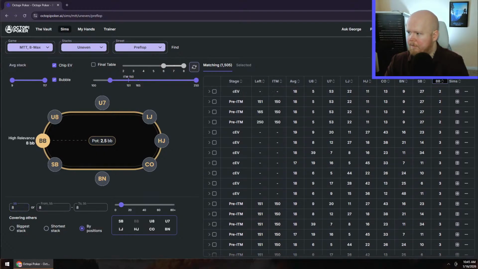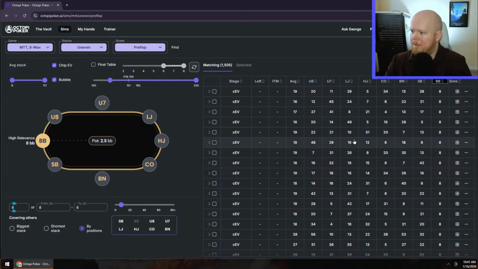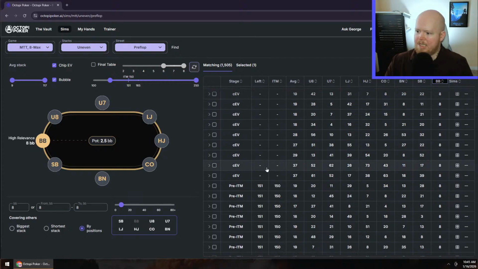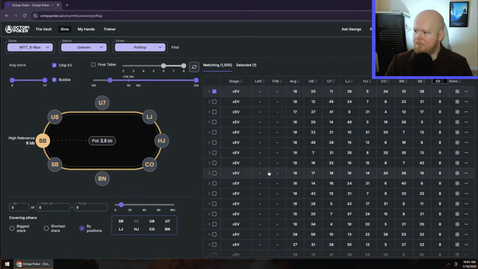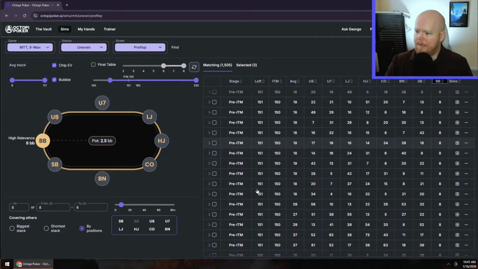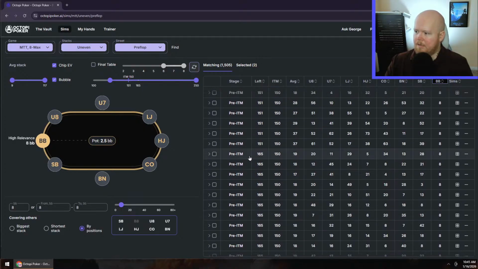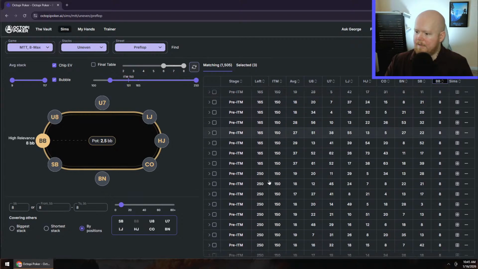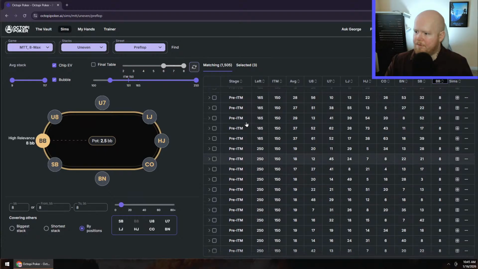Okay, sort by relevance. Okay, big blind with 8 bigs. That's good. We're gonna go with this one. So average stack of 19. Big blind has 8. Small blind has 28. So that's the stone bubble version of that. And then we've got the 165 version of that. And then we should have the 250 version of that. All right, right there. Cool.